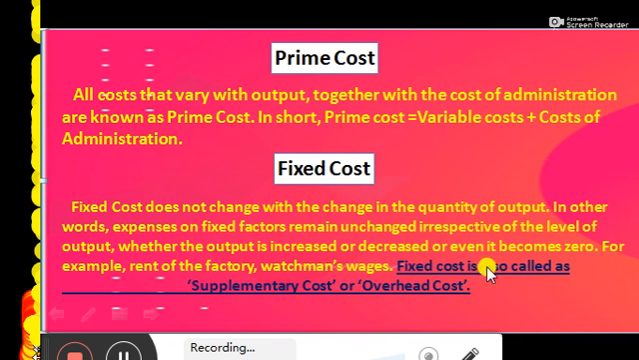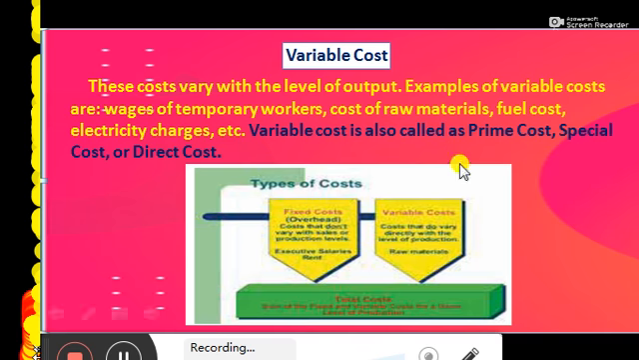Fixed cost is also called supplementary cost or overhead cost. So these are the important points. That's why I highlighted these words. So பாருங்க, rent for the factory, watchman's wages, இதெல்லாம் பார்த்தீங்கன்னா fixed cost-க்கு ஒரு நல்ல எக்ஸாம்பிள். ஓகே மை டியர் ஸ்டூடெண்ட்ஸ், next fixed cost அப்புறம் கண்டிப்பாக variable cost பார்க்கணும் இல்லையா.